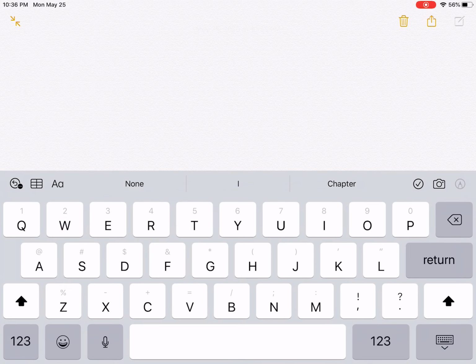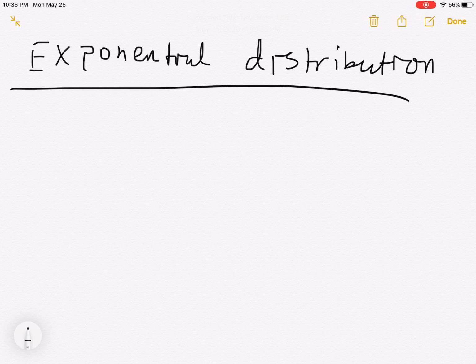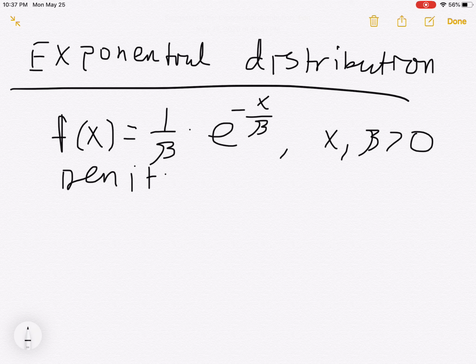Okay. But now back to the exponential. So if I wanted to talk about the exponential, I'm going to have this scenario where the density f of x is 1 over beta times e to the minus x over beta if x, beta are greater than 0. This is the exponential density or distribution here.